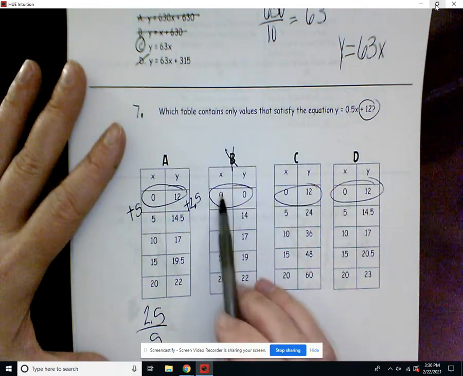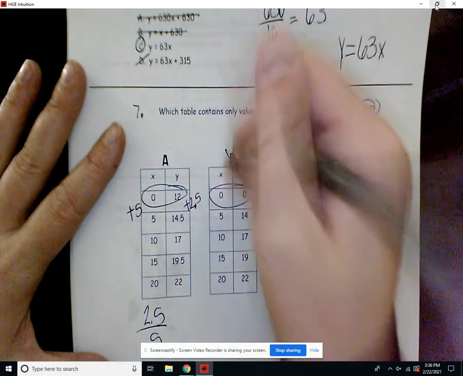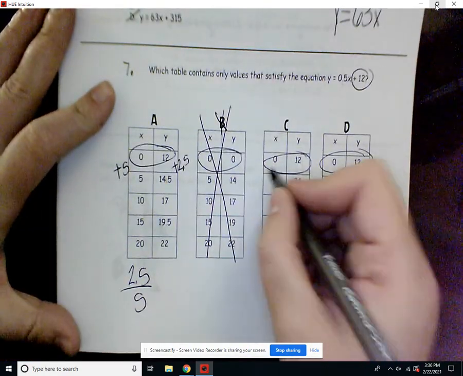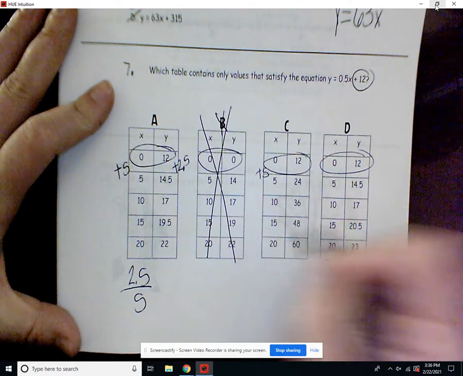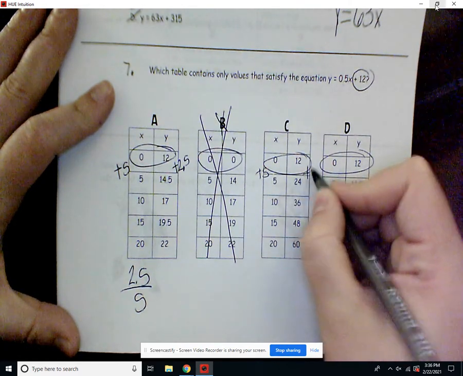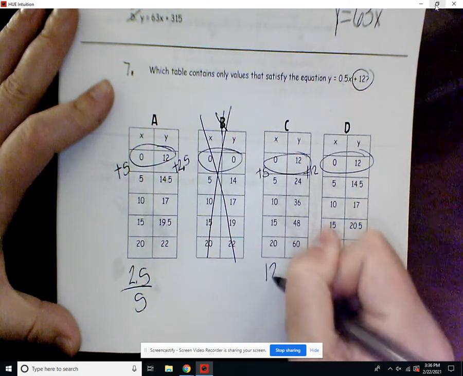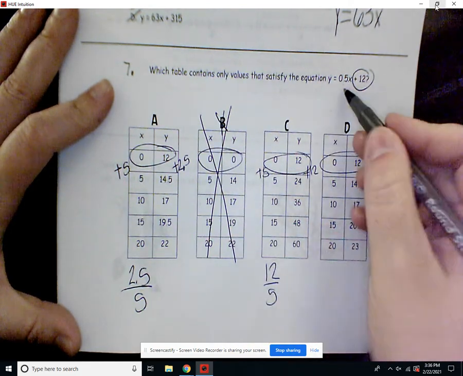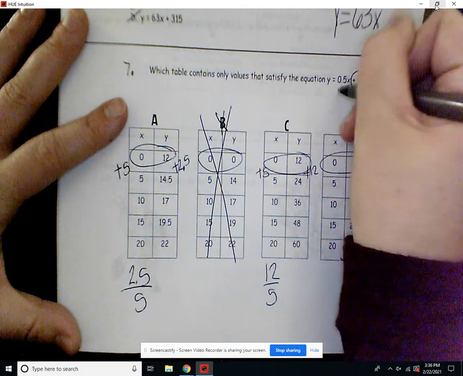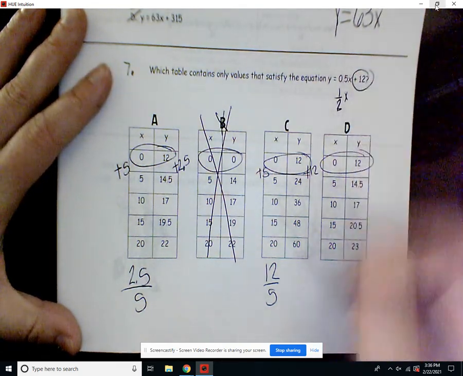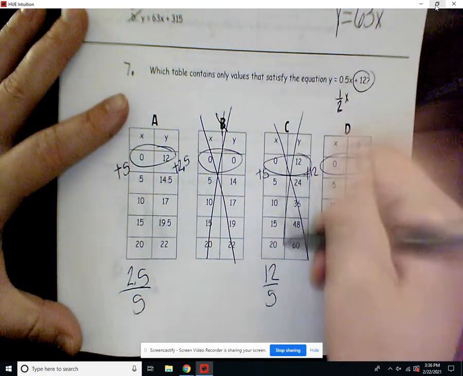Okay, so from 0 to 5, it's 5. Oh, sorry, B's already gone. Okay, so over here we've got 0 to 5 is plus 5 all the way down. Then on this side we are adding 12. So again, y over x, so 12 over 5. And will that give us a half? As a fraction, a half is 1 over 2. That's not going to give us 1 over 2, so it's not going to be C.